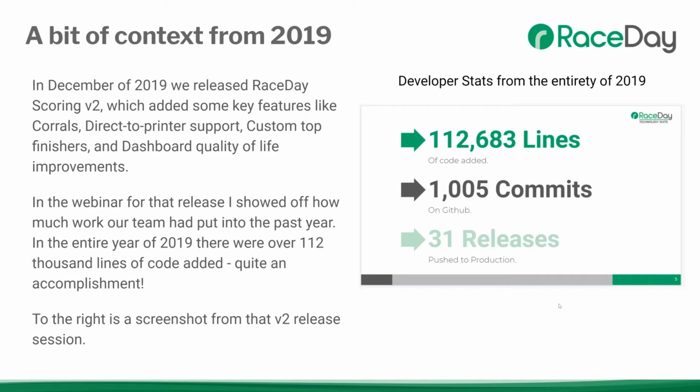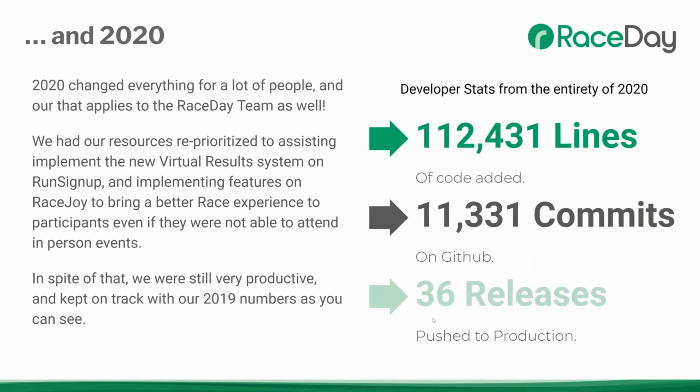And to the right was a screenshot from that release session: over 112,000 lines, 1,000 commits, 31 releases. So that was all of 2019, right? 2020 changed everything for a lot of people, and that applies to our RaceDay team as well.